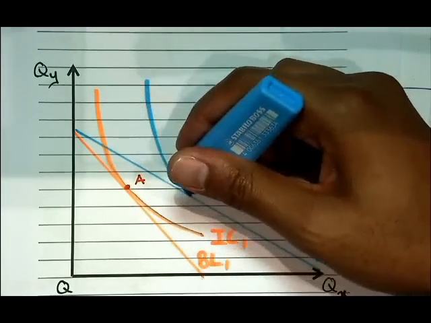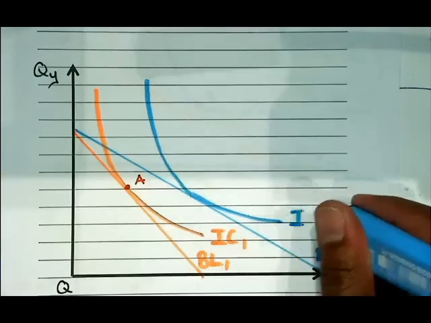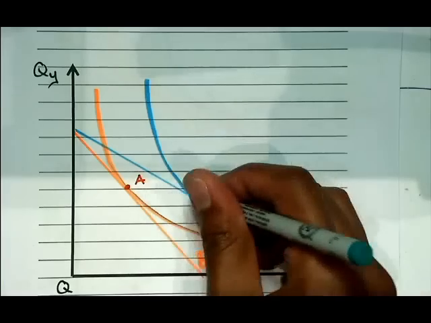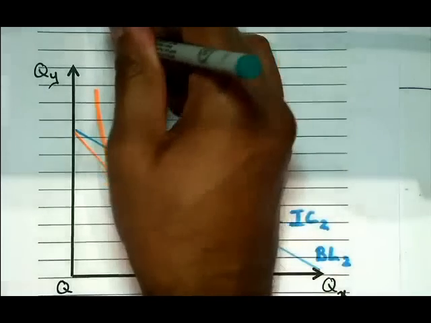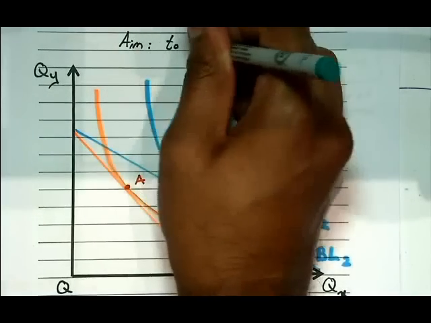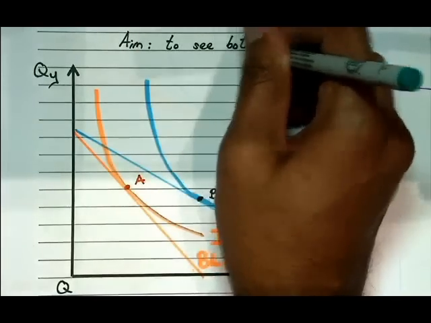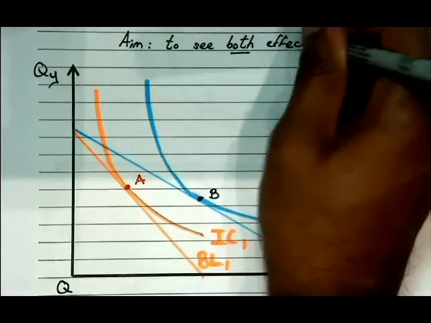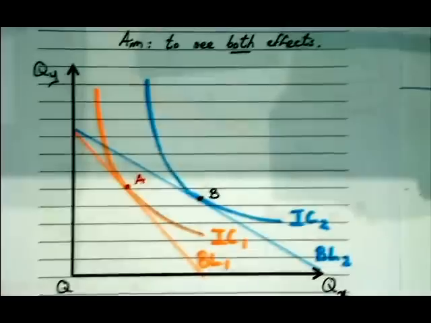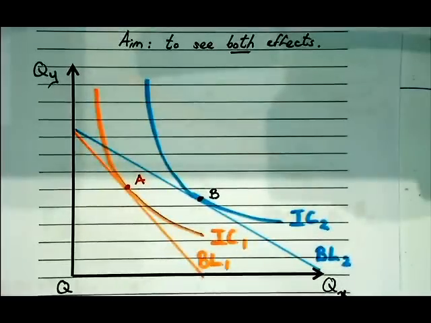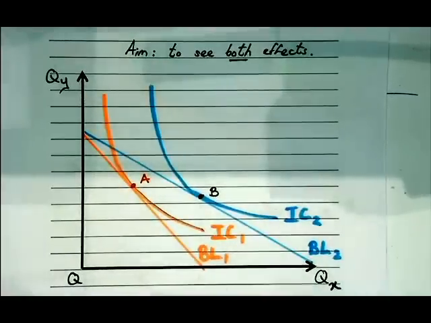And you can put a heading, decomposing into the two effects. The aim is to see the two effects at work. The aim is to see both effects. By both I mean income and substitution. Okay, the rule is this, and you'll just need to know that.